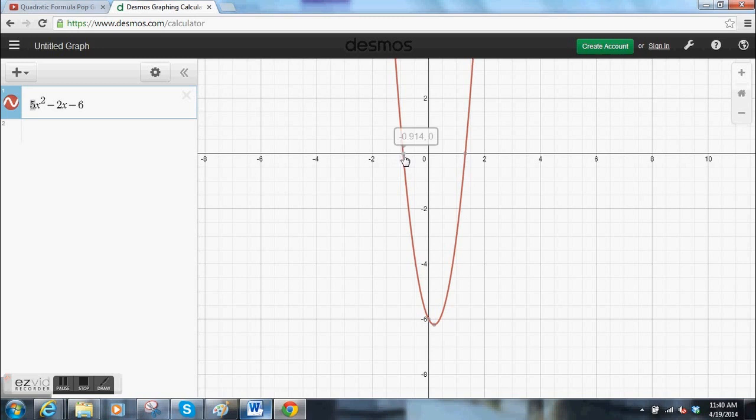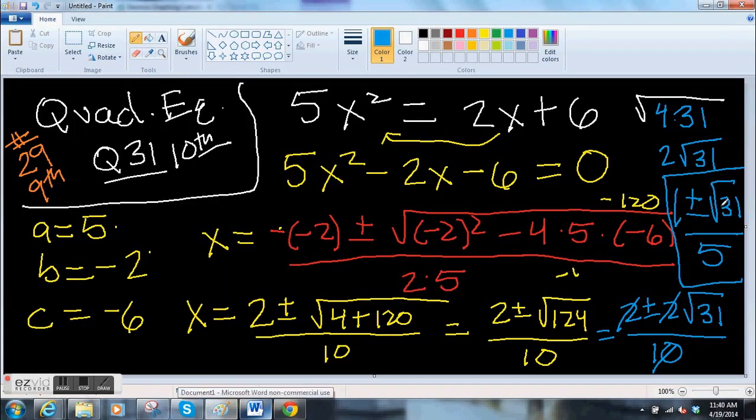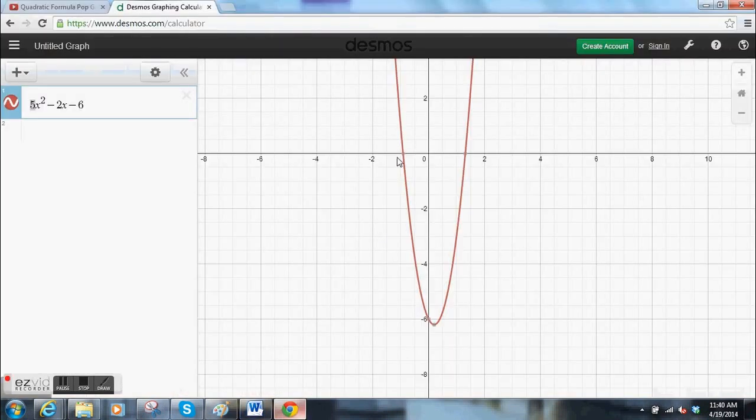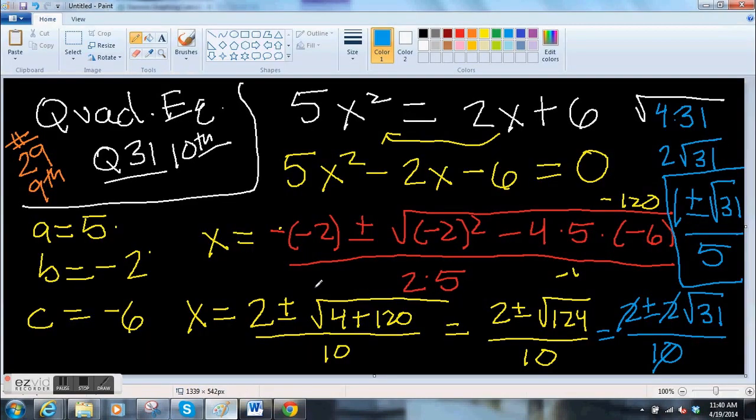And there's the 2 points: negative 0.914 and 1.314. But Kate, didn't you just say it was 1 plus or minus square root of 31 over 5? Yeah, if you put that in your calculator, you get minus 0.914 and 1.314. I would accept either one of those, so you don't have to leave it in this form.